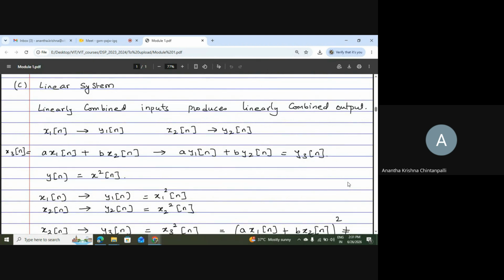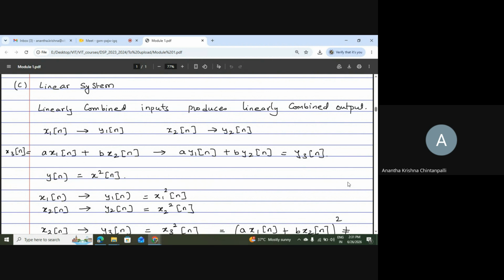Third one is a linear system. Linear system, what I have felt is some of the times students have difficulty understanding the linear system. Let me go into a little bit more depth to make sure that students do understand this particular concept. Linear system meaning that a linearly combined input produces a linearly combined output.